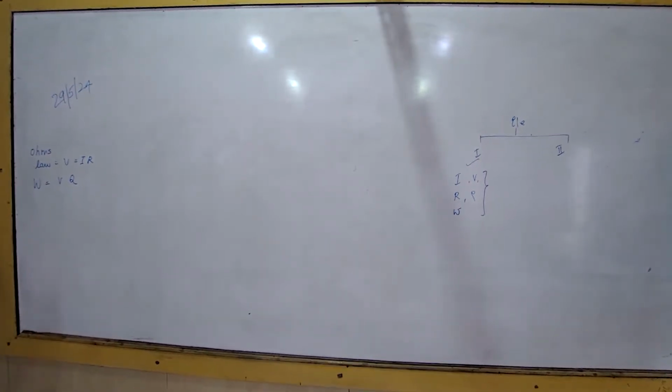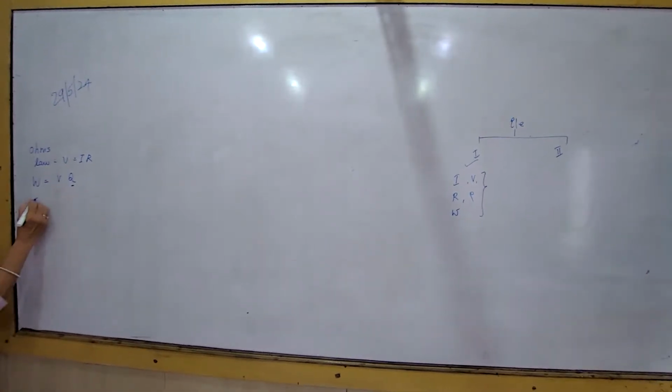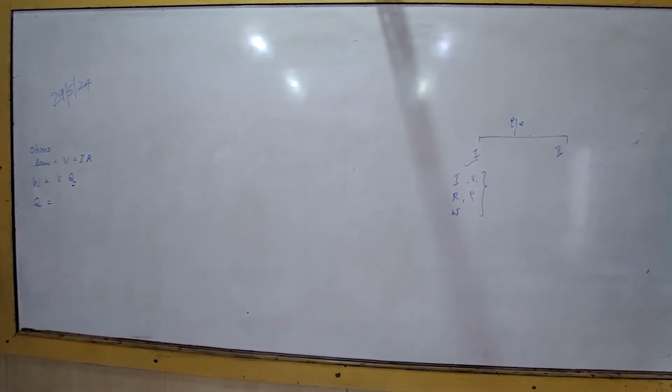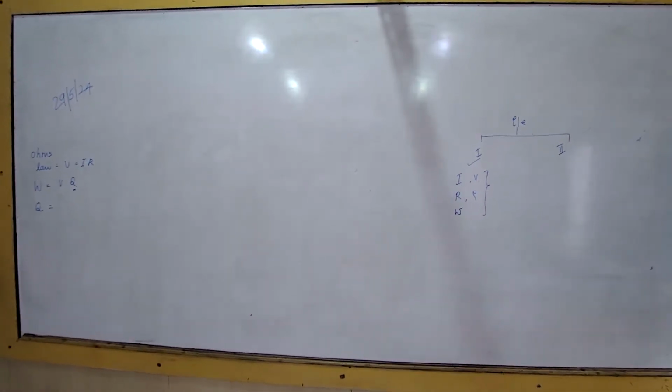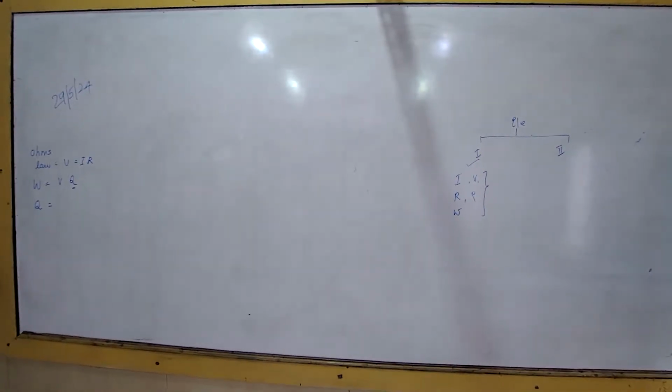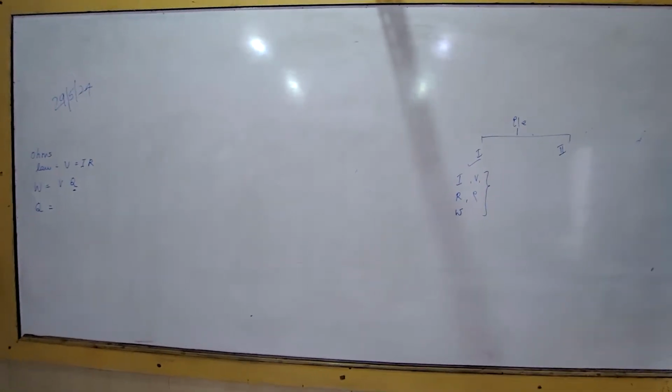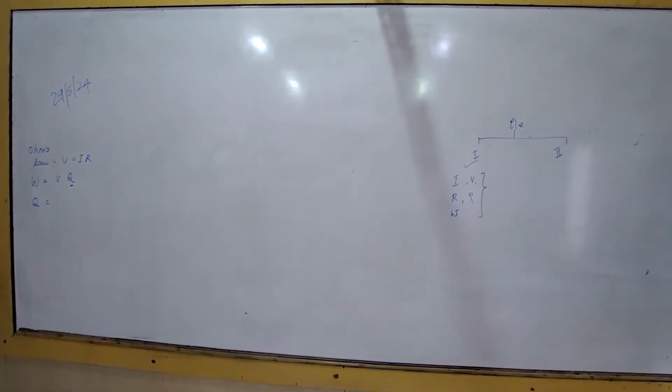Correct. Is there any other equation that you have learned about Q? Q is equal to... I told you, I into T. I've told you simple methods of remembering this formula. Q is equal to I T.